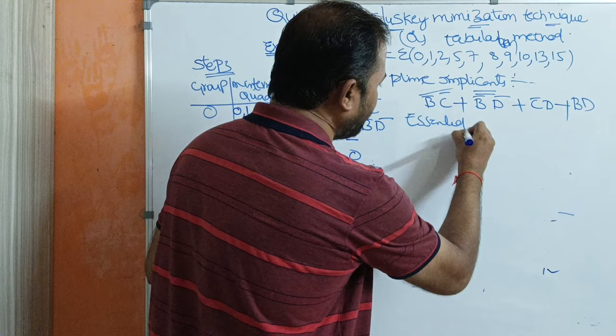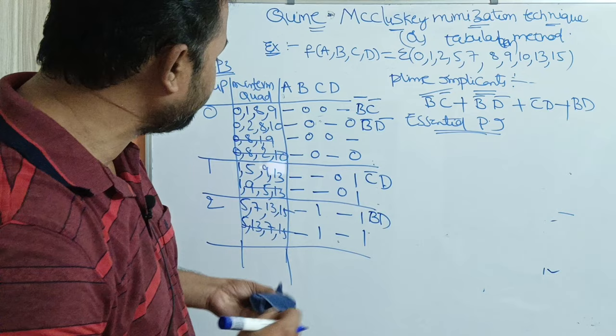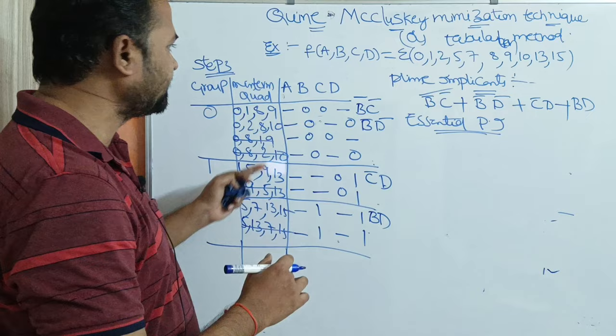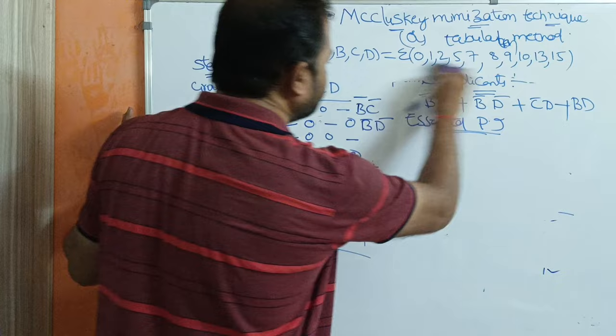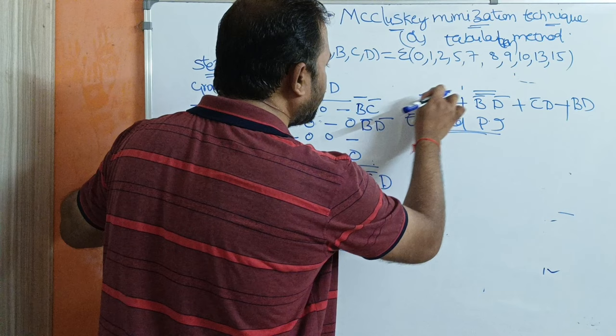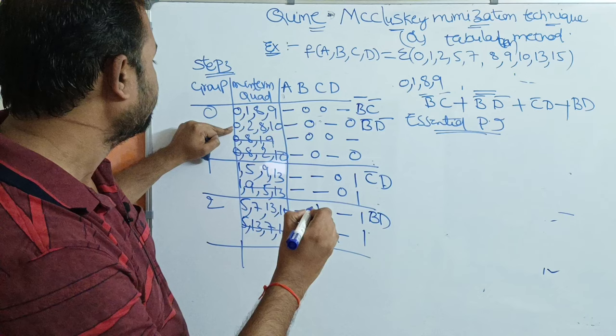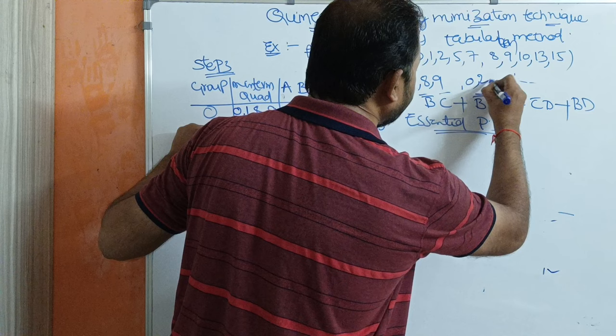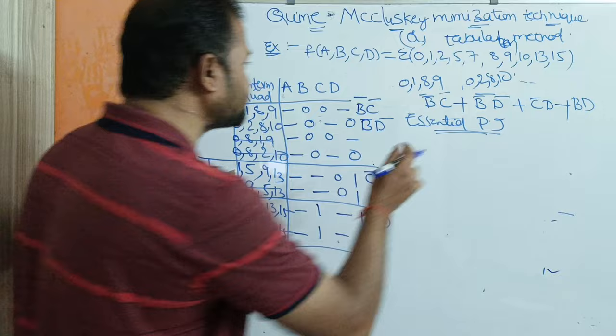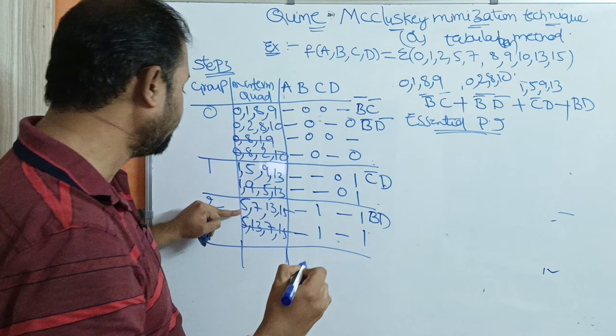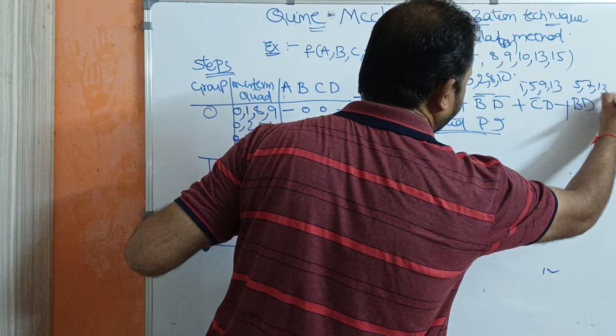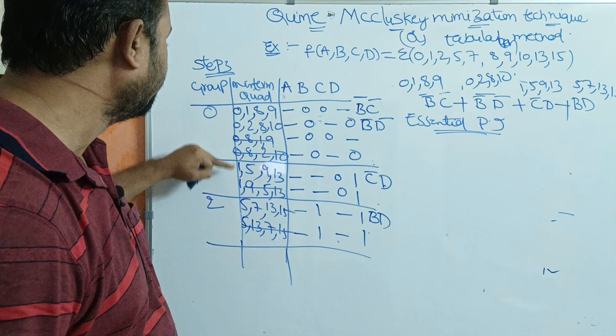Next we have to find out essential prime implicants. For that, we need to have the minterms also. For space constraints, I am erasing this portion. B bar C bar means the minterms are 0 1 8 9. Next, B bar D bar means the minterms are 0 2 8 10. Next, C bar D means the minterms are 1 5 9 13. Whereas BD means the minterms are 5, 7, 13, 15.